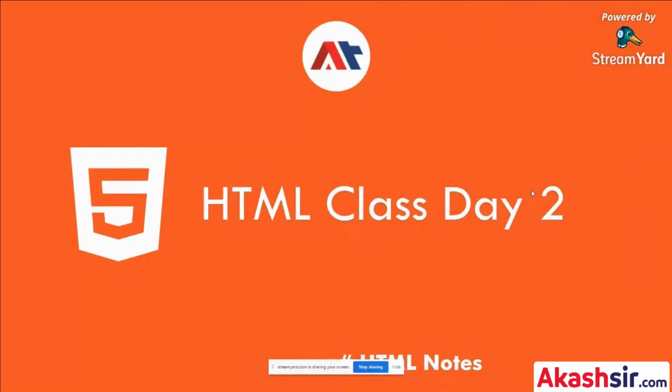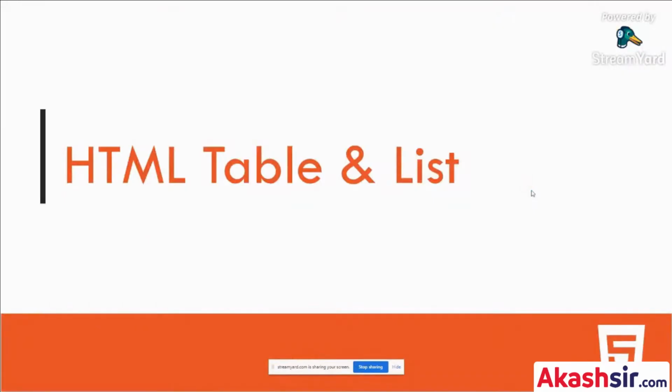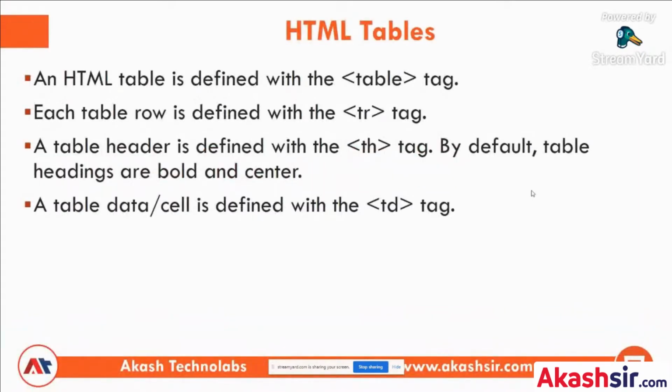So if we talk about HTML day 2, then the most important elements of HTML are table and list, right? Whenever you want to display some data on your website, the table tag is very important. For an example, if you are fetching some data from your database and then you want to display it on your website, table is a very useful tag. An HTML table is defined within a table tag, and each table row is defined with the tr. So tr, th, and td are the most important elements of this table tag, right?